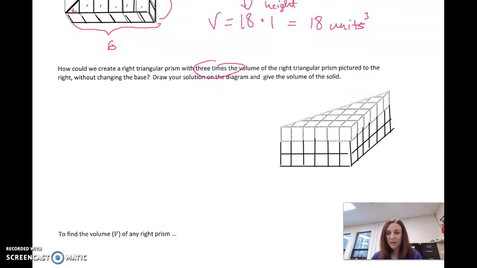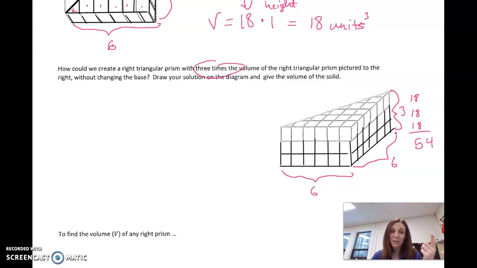But this first row here, remember that had 18 cubic units? What do you think the second row is going to have for volume? 18 cubic units. And the third row, 18 cubic units. So my height here is now 3 units, but my length and my width still say 6. So 18 plus 18 is 36, plus 18 is 54.